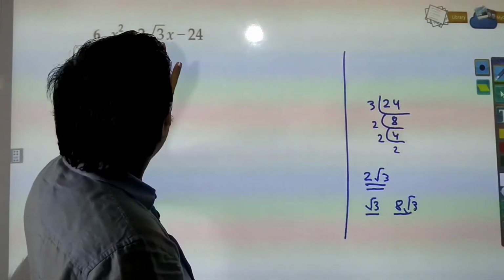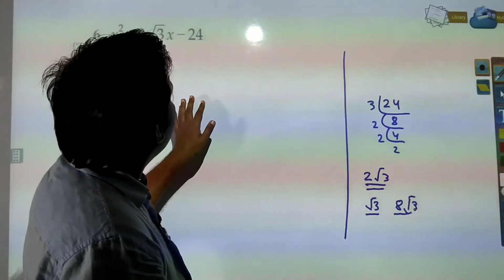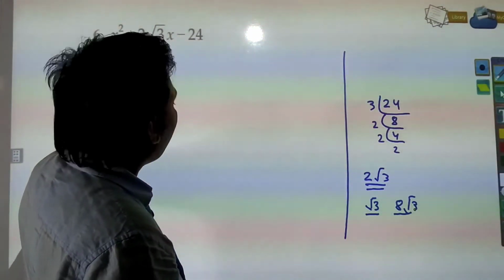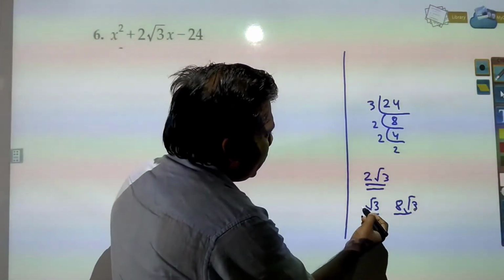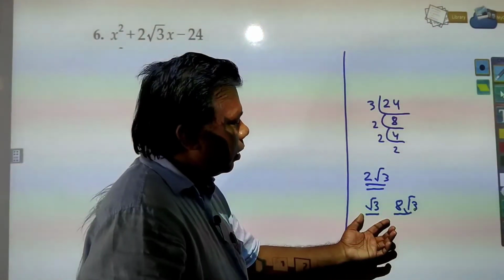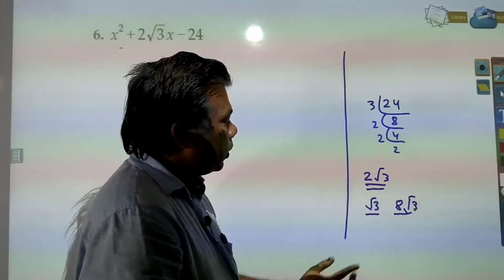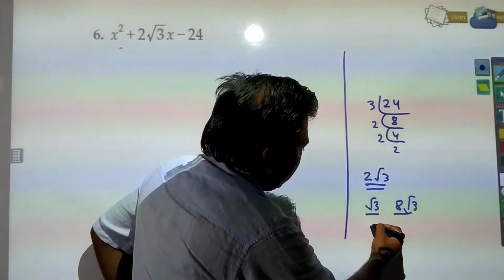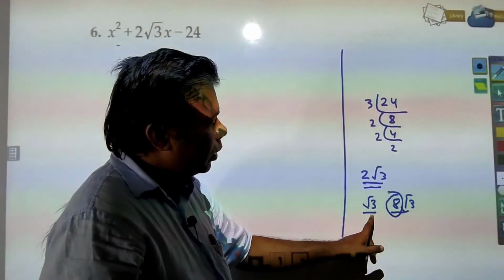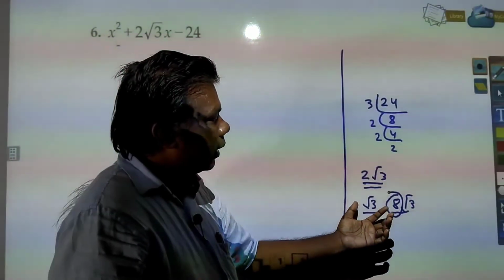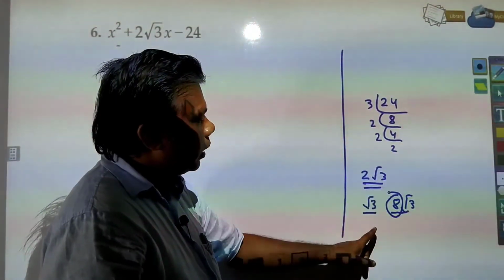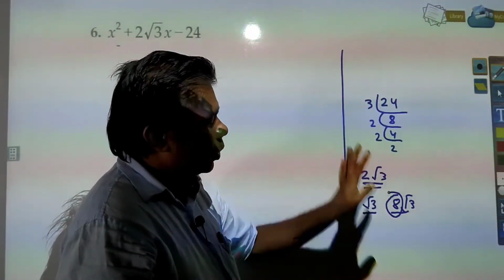But here we should get 2 root 3. So what number is required to be taken? Here you have minus also, so we need to subtract the number and we should get it. So here you see what number can be written. To be split in such a way that if you are adding or subtracting, you should get 2 root 3, and if you are multiplying, you should get 24.